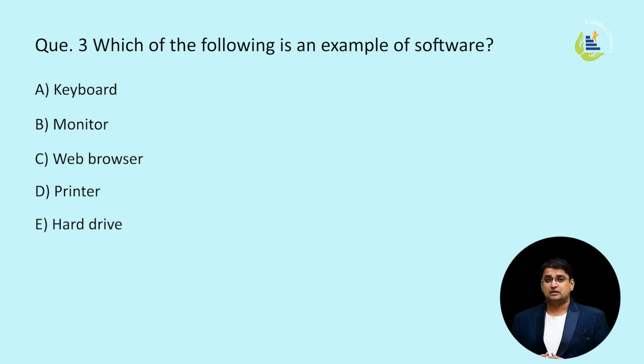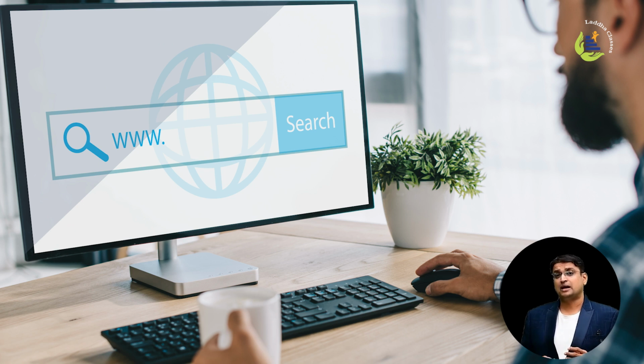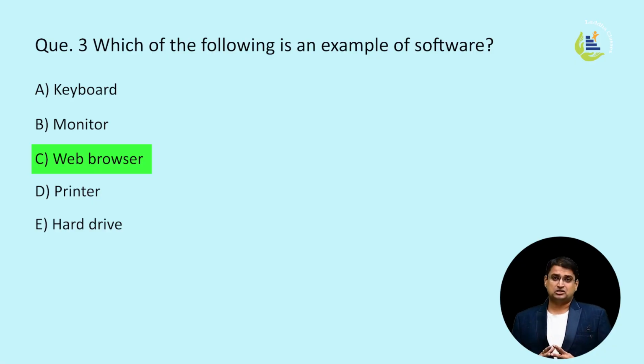Question 3. Which of the following is an example of software? Options are keyboard, monitor, web browser, printer, hard drive. Correct answer option is C, web browser. Because a web browser is a software application used for browsing the internet. Keyboard, monitor, printer, and hard drive are all hardware, not software.